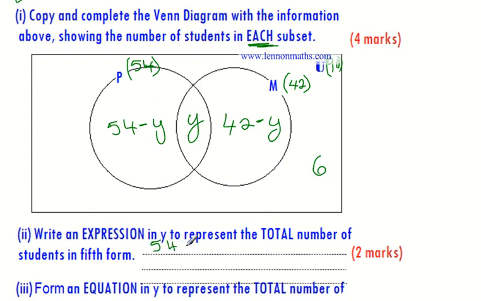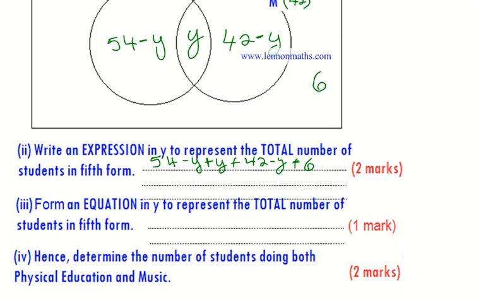54 minus Y. We're going to add it to this set of students doing both subjects. I'm going to add that amount to students. I'm going to add it to this amount of students doing music only. I'm going to add that to the set of students who are not doing physical education and they're not doing music either. Okay, so when we add them up, we're representing the total students in fifth form.